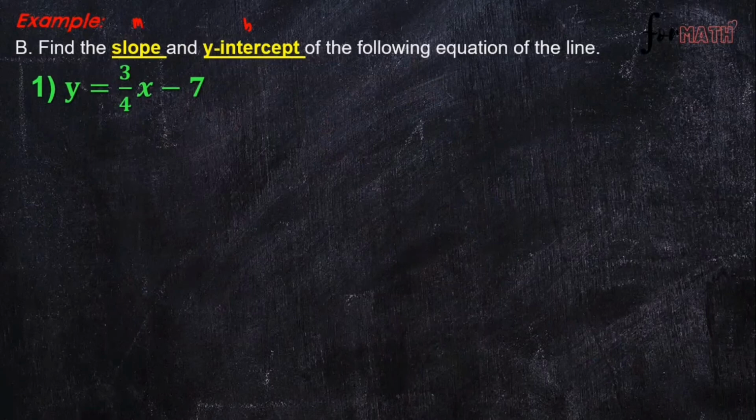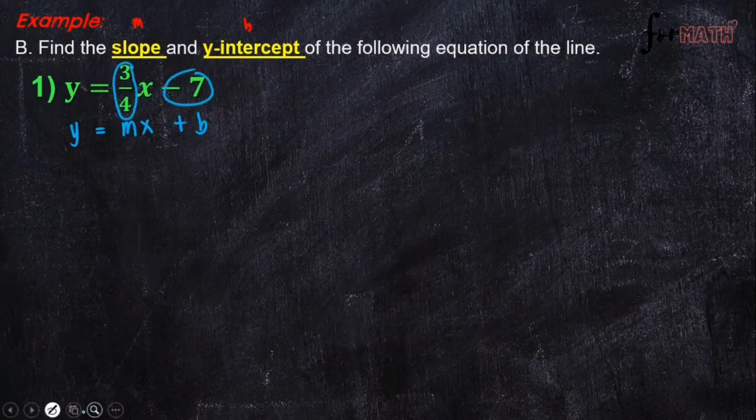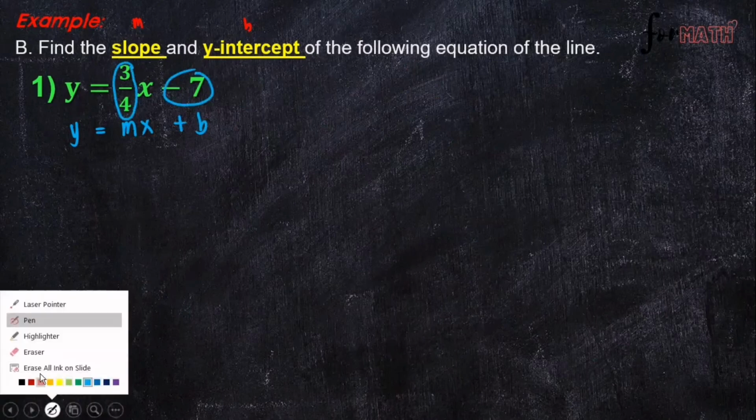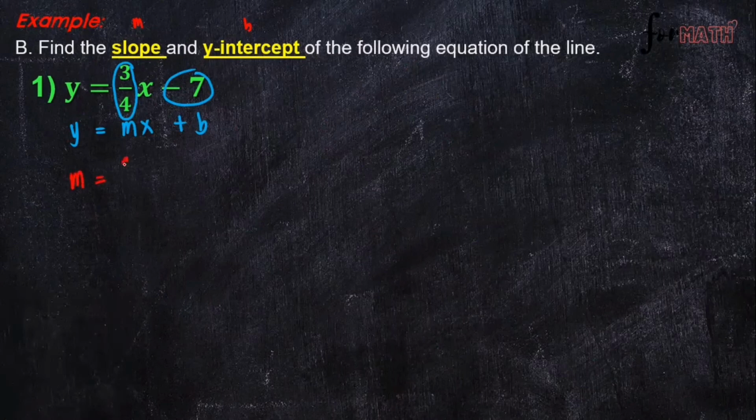So, dito sa number 1, makikita naman natin naka-slope-intercept form na tayo, kasi ito na yung pattern natin. Yan na yung y equals mx plus b. Okay? So, therefore, ito na po yung m and then ito yung ating y-intercept. So, ang answer natin for number 1, we have m equals 3 over 4 and then ang y-intercept natin ay negative 7. Okay, so ito na po yung answer.